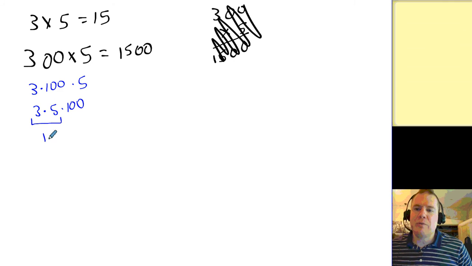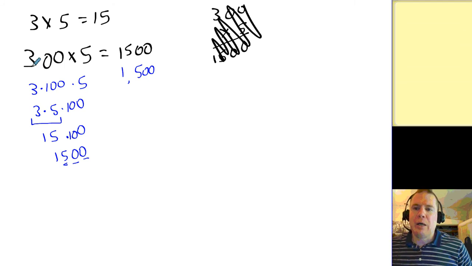3 times 5, that's 15. Then 15 times 100 is 15 in the hundreds place. Right? Ones, tens, hundreds. I've put 15 in the hundreds place. Now, whether I say 1500 or 1500, hopefully we know those mean the same thing. I'm ignoring the zeros because of the associative property. I can do 3 times 5, then times 100, and I'm all good.